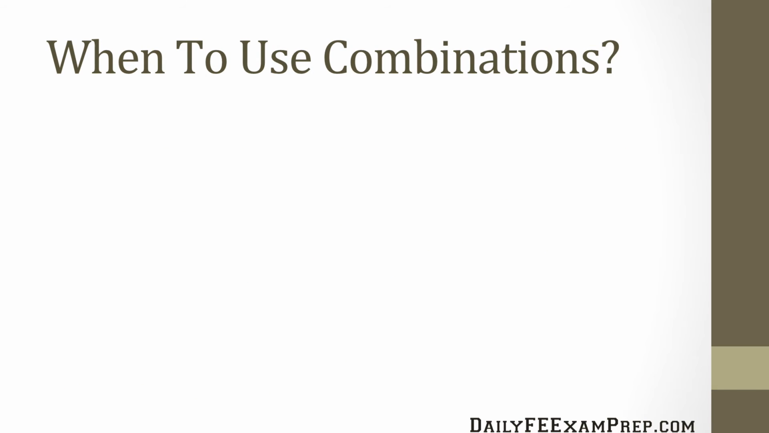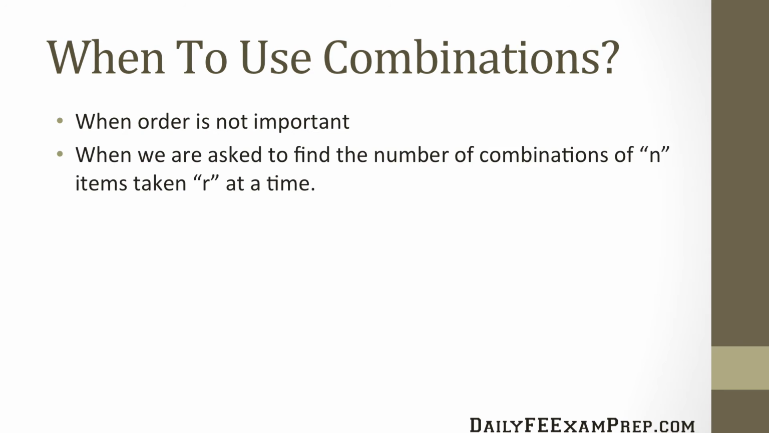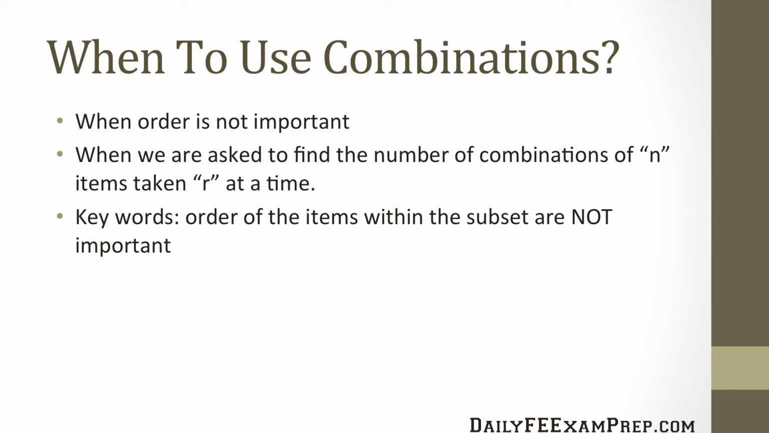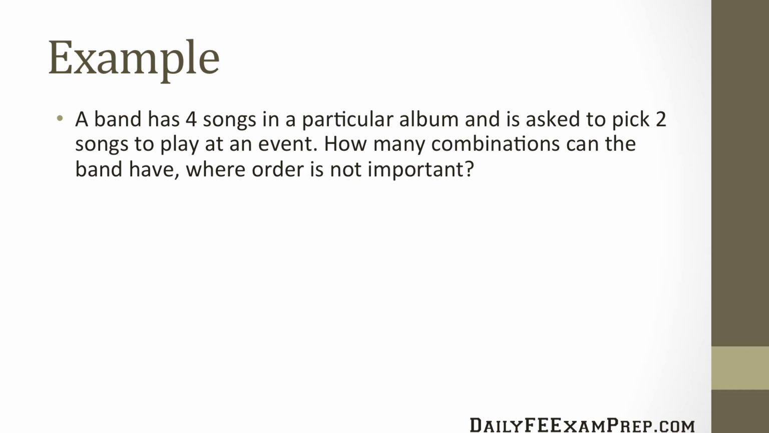So when do we use combinations? Well, we use combinations when we're analyzing a group and order is not important. We use combinations when we are asked to find the number of combinations of n items taken r at a time. The keywords to look out for are when the order of the items within the subset is not important. So let's take a look at an example.